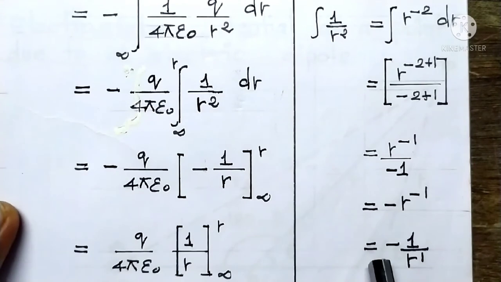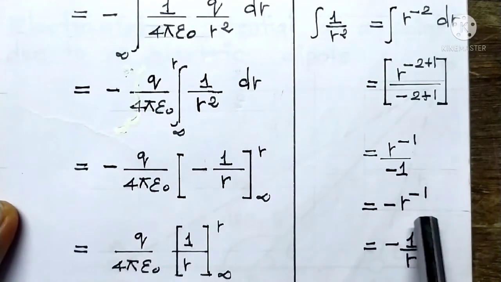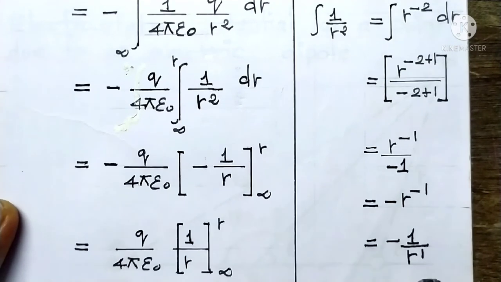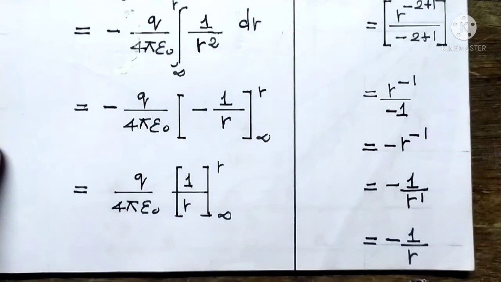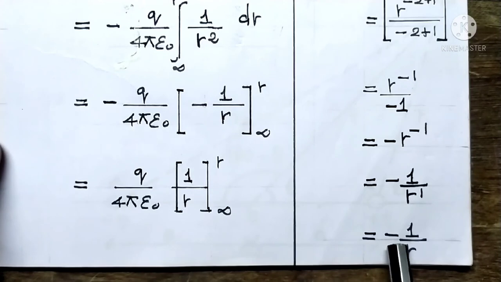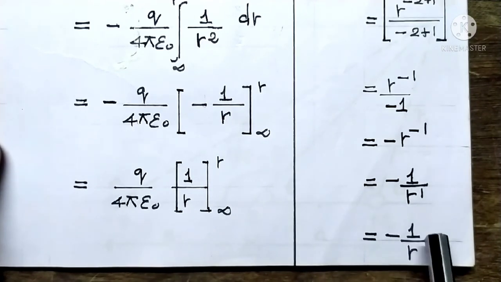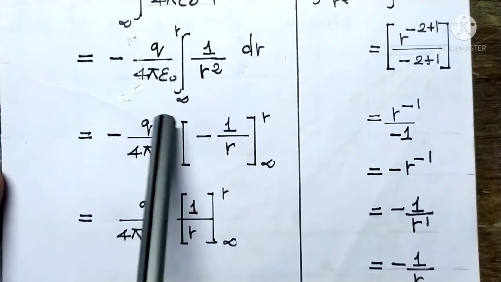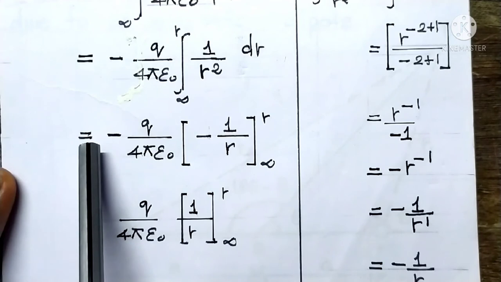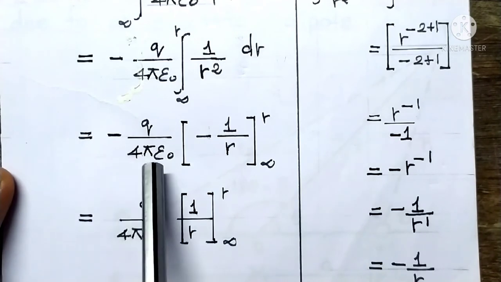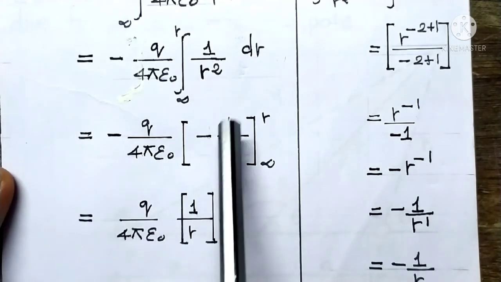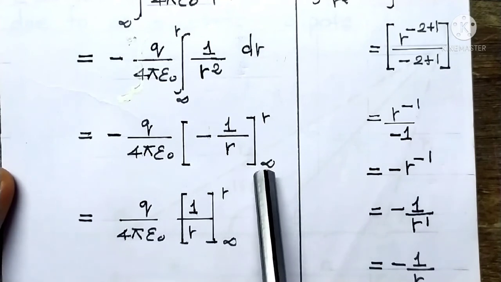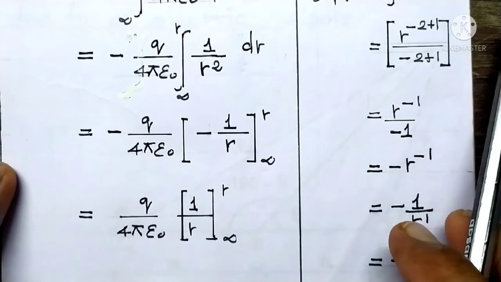In the next step, minus this r to the power of minus 1 can be written as 1 by r to the power of 1. So finally we get minus 1 by r. So this is the integrated value of integration of 1 by r squared. So in the next step over here, we can write minus Q by 4 pi epsilon naught into minus 1 by r, limits infinity to r.